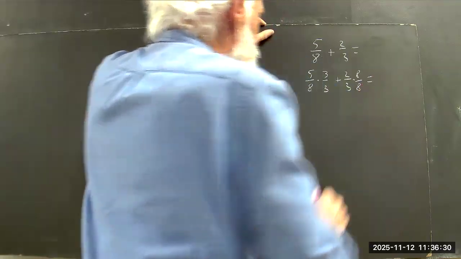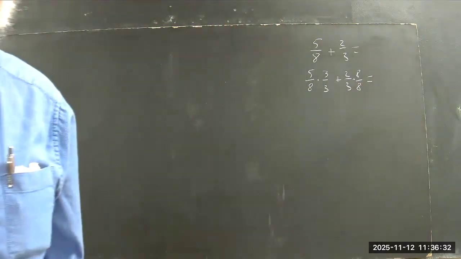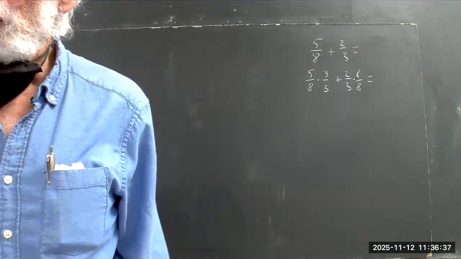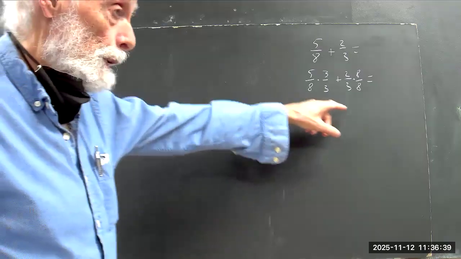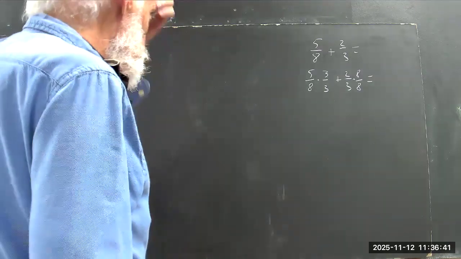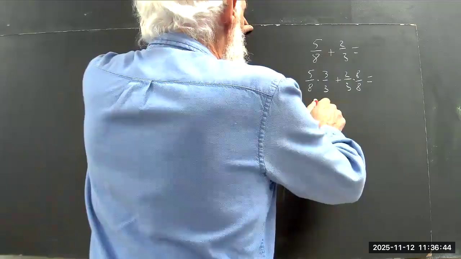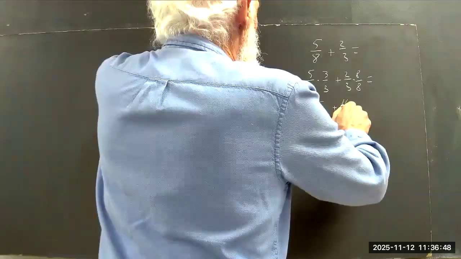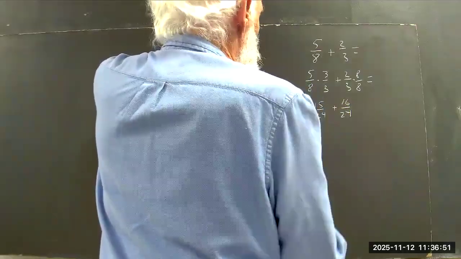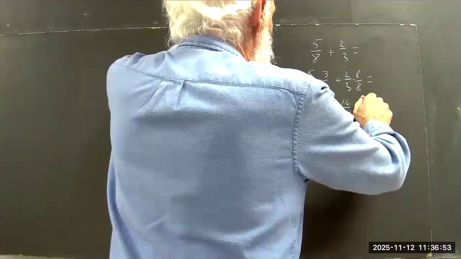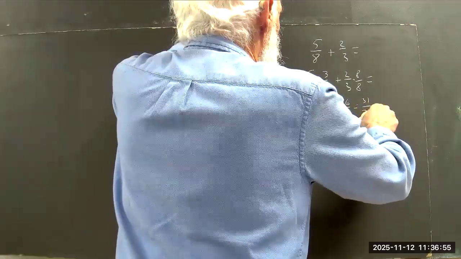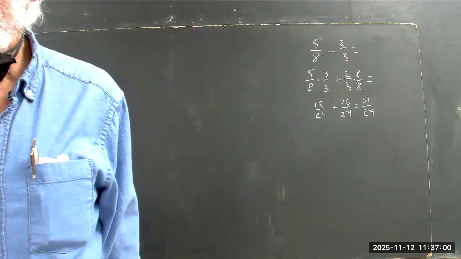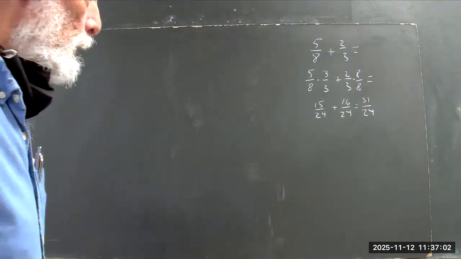Well, it equals this. Now, I don't know if you wrote down that step. I didn't look. I just saw, okay, you got the right denominator. You know how to add fractions, but you want to write out this step. And then that gives you 15/24 plus 16/24. Which gives you 31/24. Make sense? Okay.